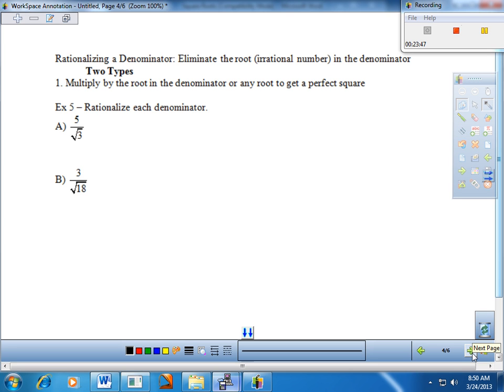All righty. Now, guys, we're going to take a look at one more skill set here with a few examples. What's called rationalizing a denominator. And as it says, we're going to eliminate the root or the irrational number in the denominator. And there are two types that we're going to take a look at. We'll go ahead and get into those types momentarily.